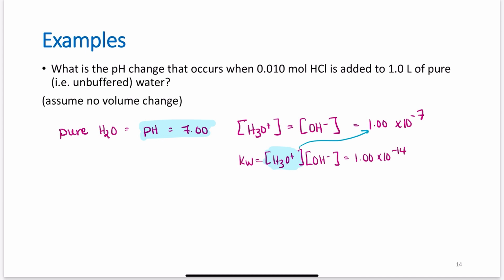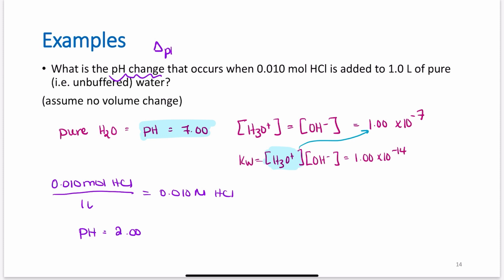But I add 0.010 moles of HCl to this. I want to know the pH of that solution. If I take 0.010 moles of HCl and add this to a 1 liter solution, assuming no volume change, that would give me a 0.010 molar HCl solution. The pH here, pH of 0.010 molar HCl, is equal to 2.00. This question's asking me, though, what is the pH change when this happens?